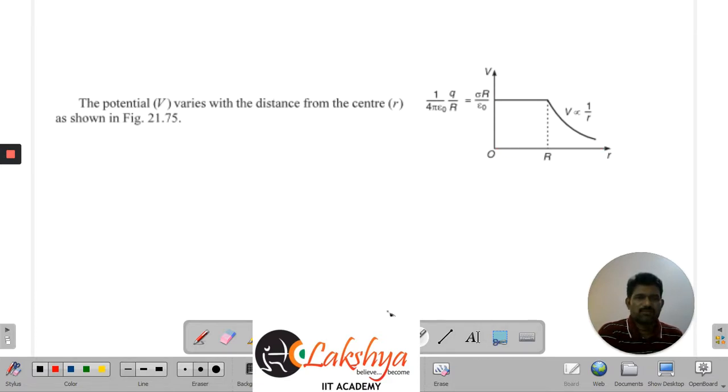Is it clear? All these derivations are simple, very easy derivations, because we did similar derivations recently for the field, not exactly the same, but similar. And then we did all these potential calculations also in the gravitation topic, so all those derivations will be easy for you all. So you can easily understand all those derivations.